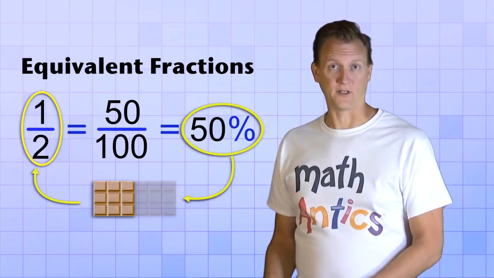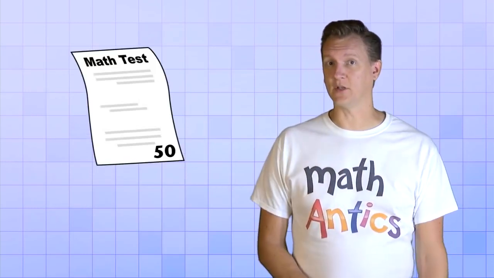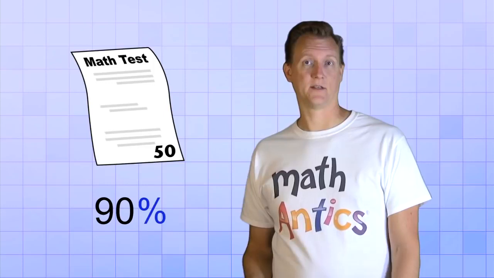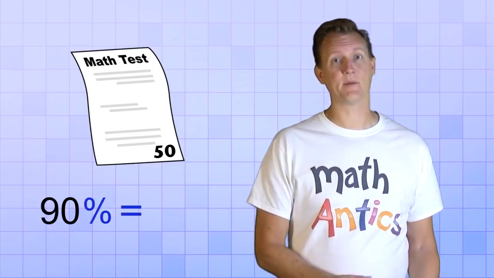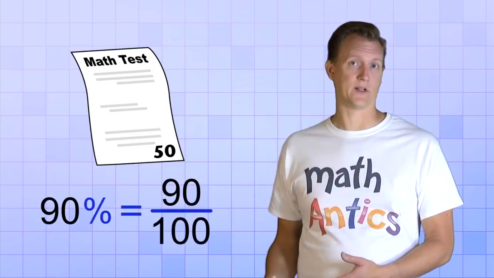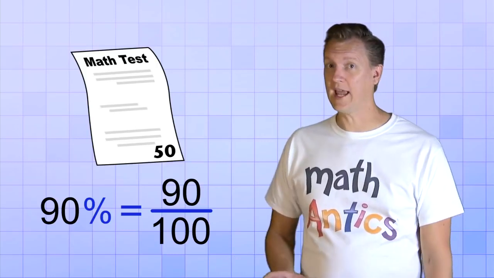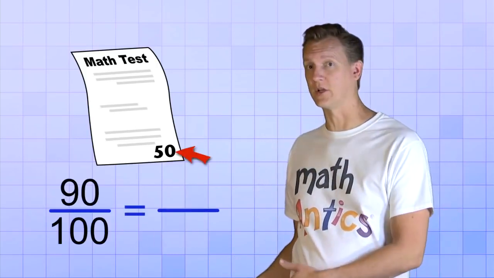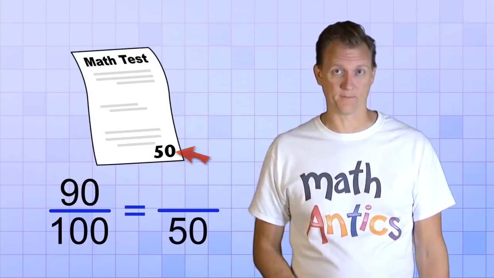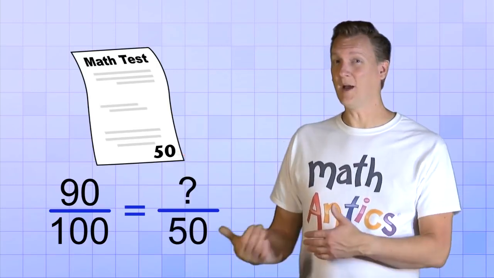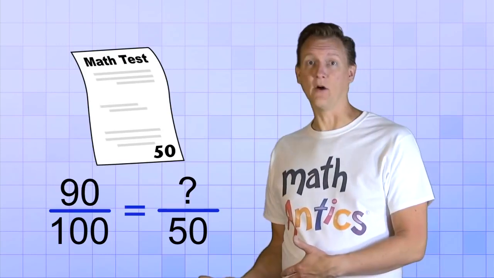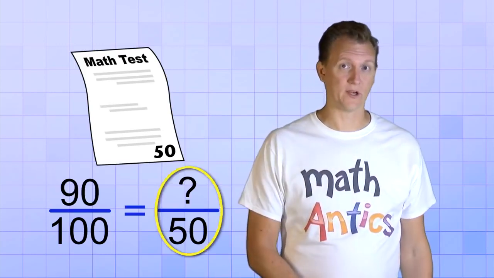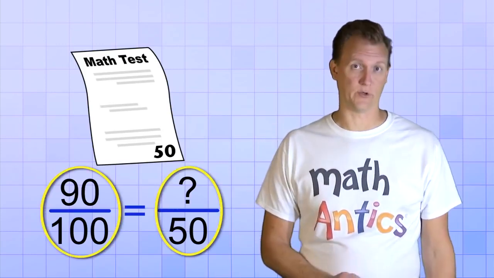To see this even more clearly, let's think about the test I mentioned where you got a score of 90%. 90% is the same as the fraction 90 over 100. But since the test really only had 50 questions, the actual score must be an equivalent fraction with 50 as the bottom number. And even though we don't know what the top number would be, we can figure it out because we know that our actual score is equivalent to 90 over 100.